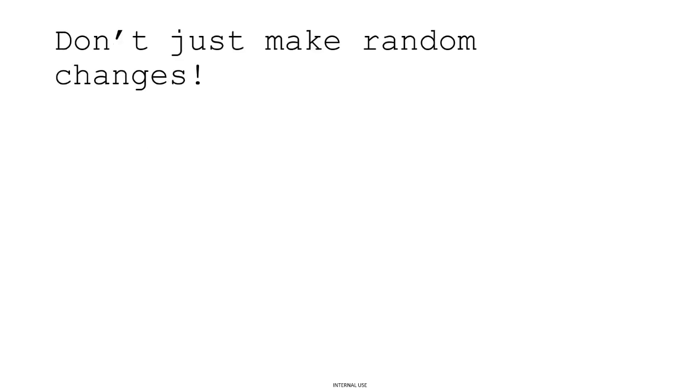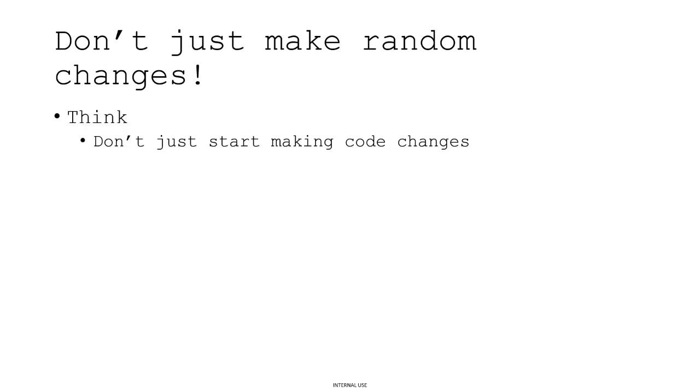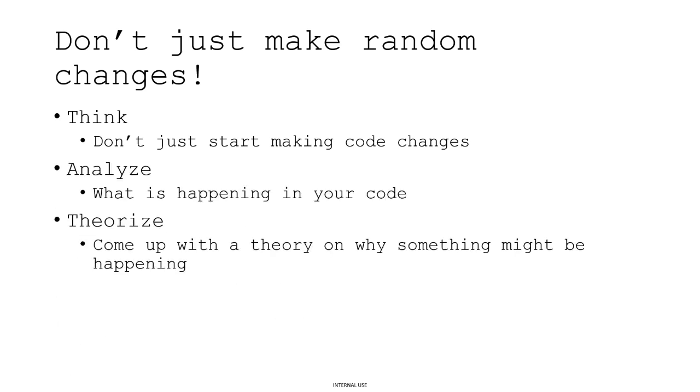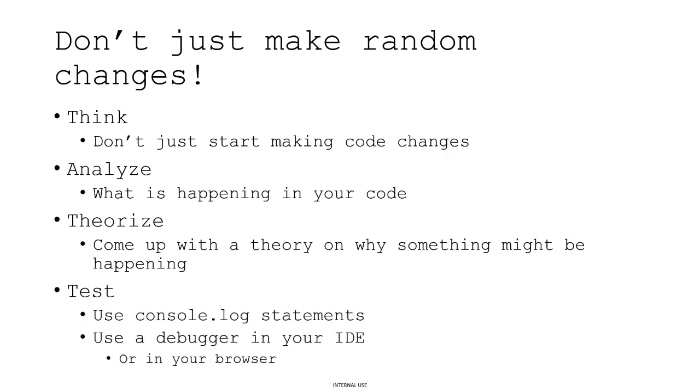Well, the most important thing to do is don't make random changes to your code to try to mitigate the error or get out of the error. Marijn says that we have to first think, then analyze, and then theorize. I think I actually added that one. Theorize. But you think, you analyze, you theorize, and then you test it out. So don't just start making changes. Think about what is happening in your code. What do you want to happen? And what is happening currently? And then come up with a theory as to why something might be happening.